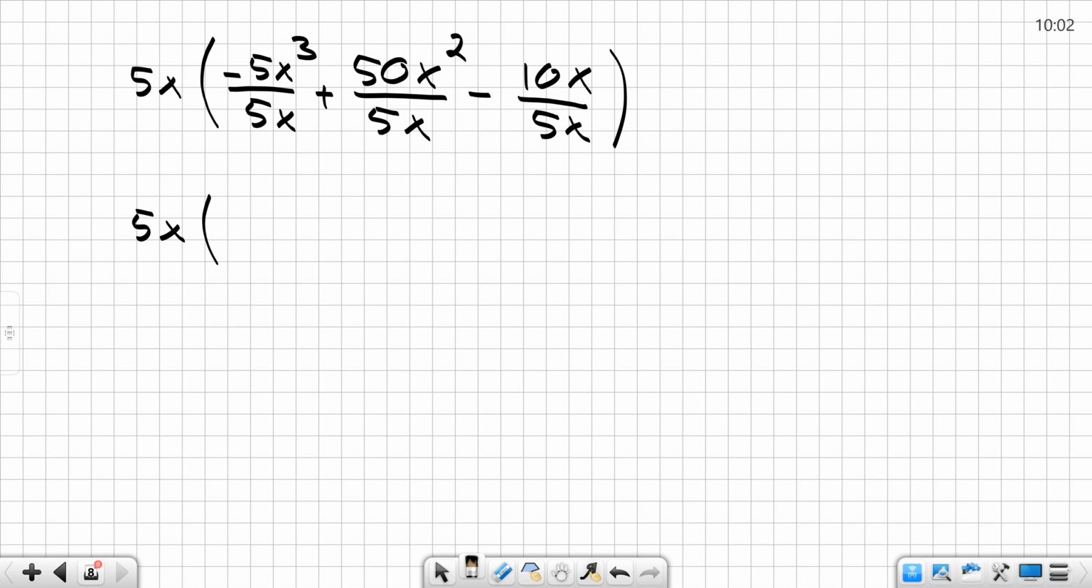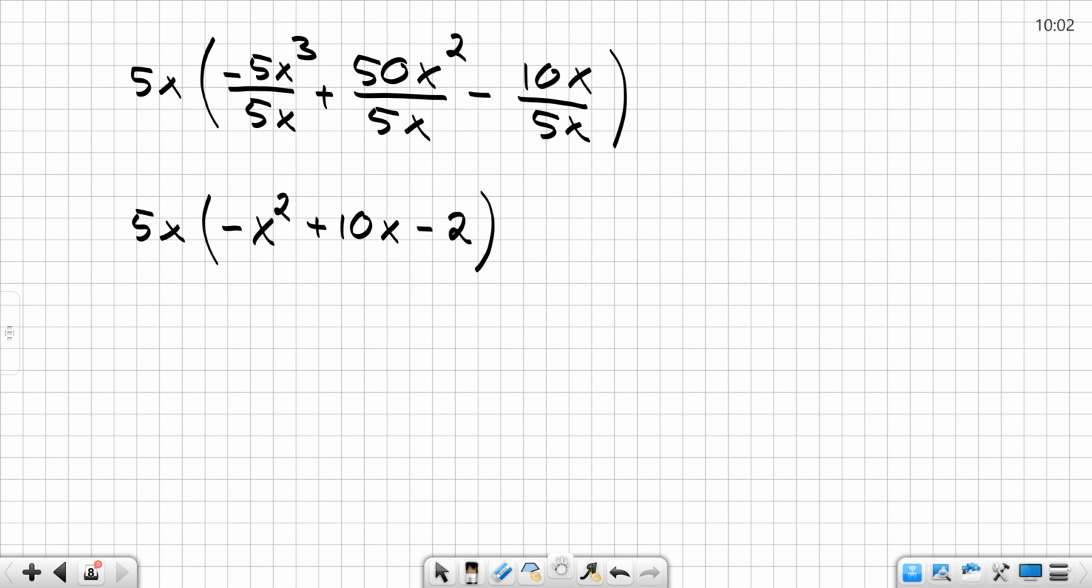So what I have on the inside of the parentheses now is, let's have a look. Negative 5x cubed divided by 5x. Negative 5 divided by positive 5 is a negative 1, and x cubed divided by x is just an x squared. The 1 I do not need to write. It is a negative x squared. Plus 50 divided by 5, that would be 10. x squared divided by 1x is just going to be 1x. Negative of 10 divided by 5, that is a negative 2, and the x's are going to cancel out.